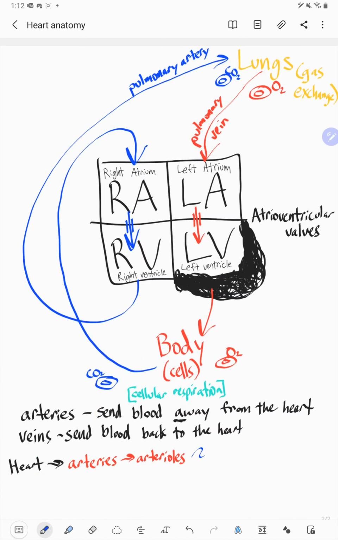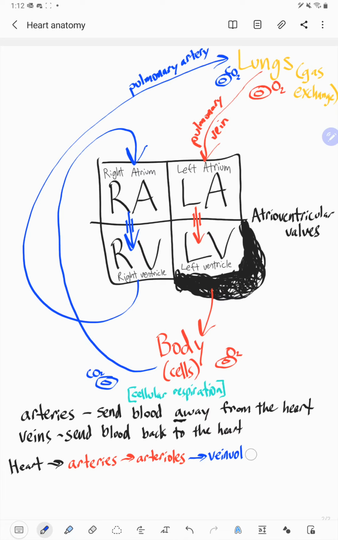So the cells are going to use the oxygen in the blood, and there's going to be more gas exchange occurring here. The oxygen gets swapped out with the CO2. So the cells are going to give off the CO2, the waste product that they have, and take in the oxygen. Now the blood is going to become deoxygenated, and it's going to start flowing back to the heart. The first things it flows back through are called venules.